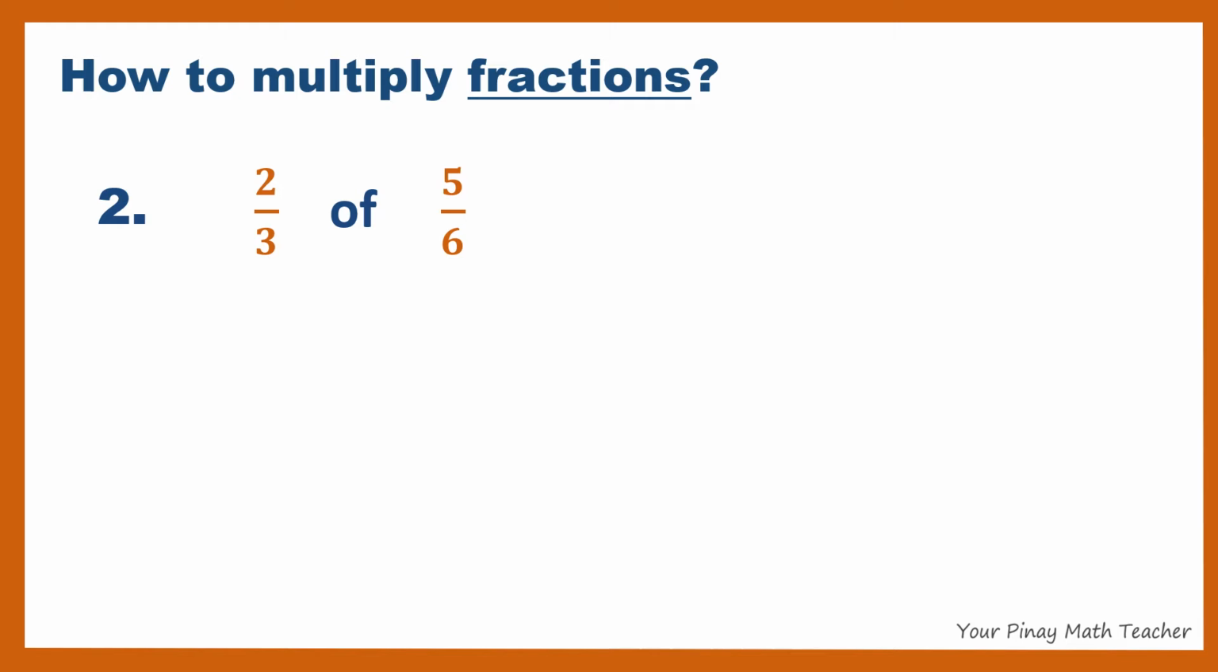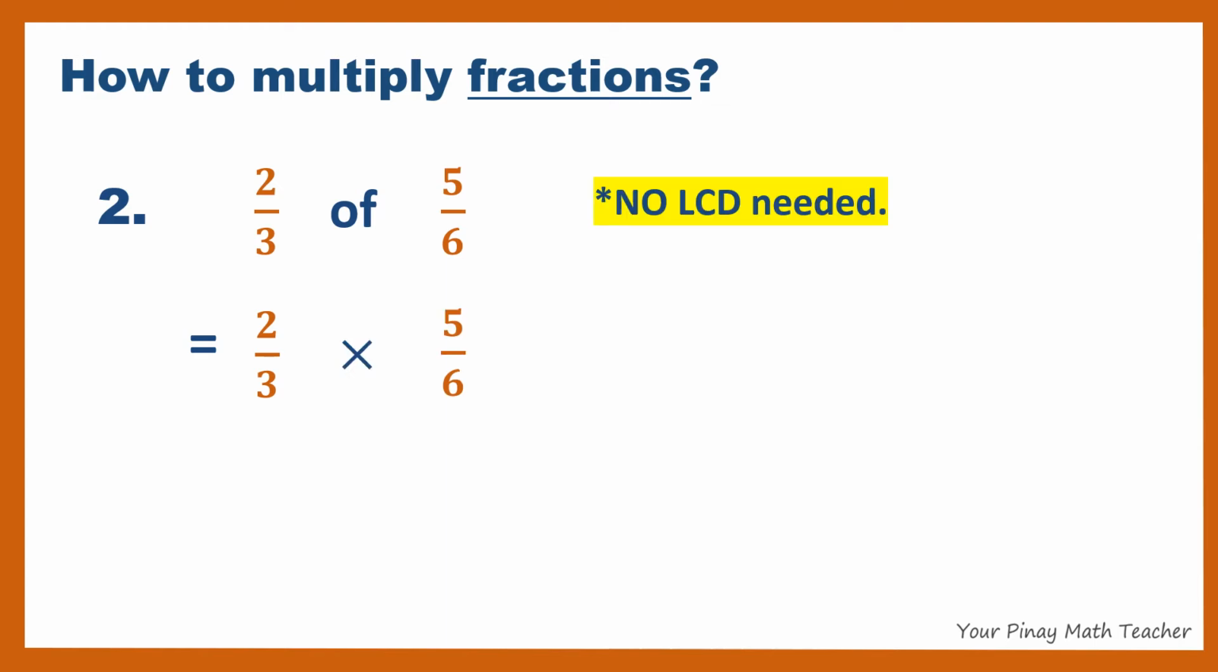Example 2. 2/3 of 5/6, which is the same as 2/3 times 5/6. Don't forget, no LCD needed when you multiply fractions. So 2 times 5, 10. 3 times 6, 18. 10/18 can be reduced by 2, so we get 5/9.